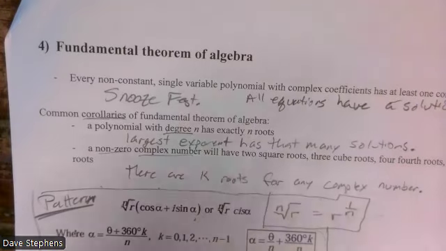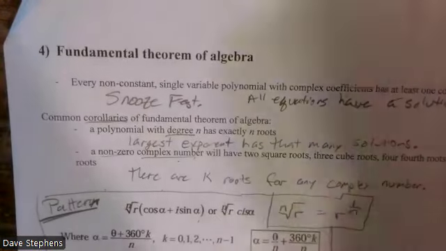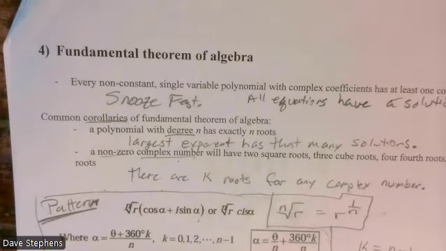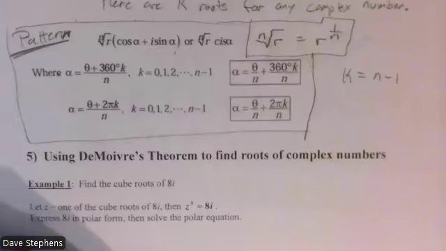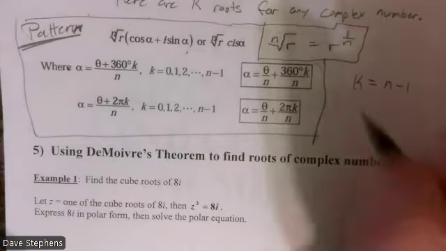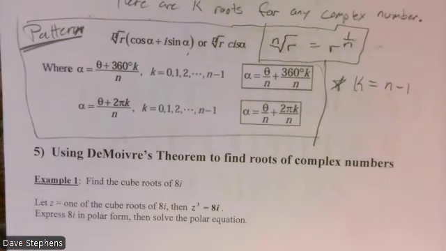Now, this k value, what this k value is, k is equal to n minus 1. All right, so that's everything we really need to know. This is everything we need to know in order to use De Moivre's theorem to find the root of any complex number.